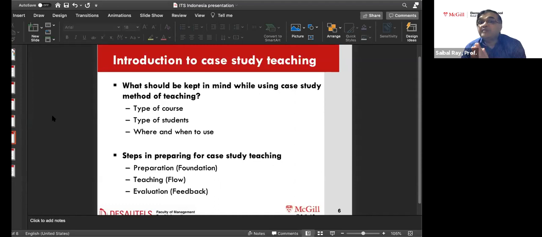What should be kept in mind while using the case study method of teaching? The type of course. Is it a technical course? Is it a more managerial course? Is it a core course? Is it an elective course? And so on. All these things we will discuss next class in the workshop: the type of course you need to keep in mind when deciding on the case study method of teaching.